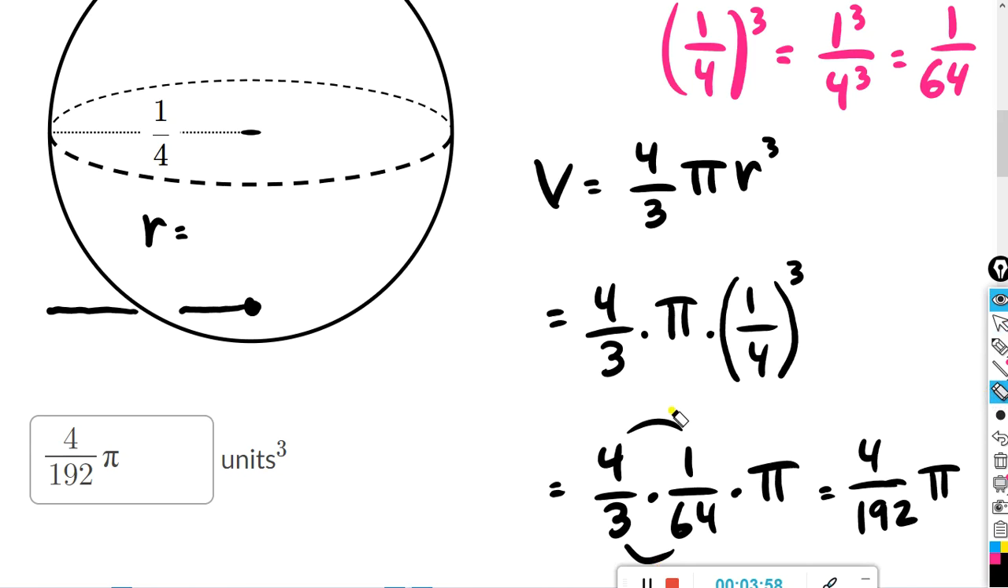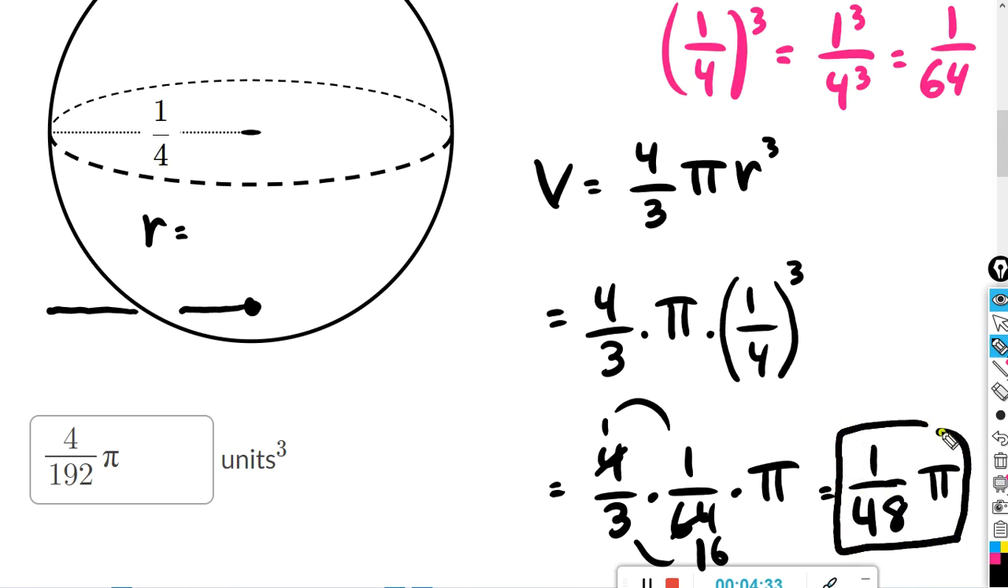All right, so let's say we reduce this before we multiply. That's the easiest way, in my opinion. All right, so 64 divided by 4 will be just 16, right? 4 divided by 4 is 1. 64 divided by 4 is 16. Okay, so 1 times 1 is 1, and 3 times 16 is 48. So that's 1/48 times pi.